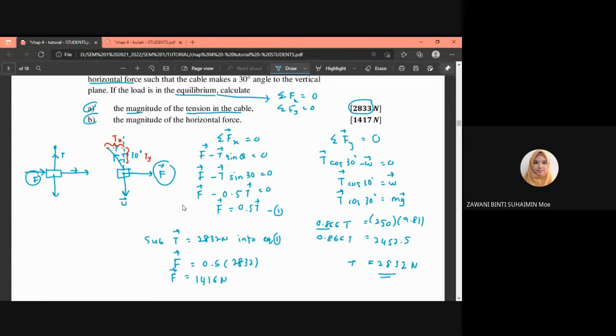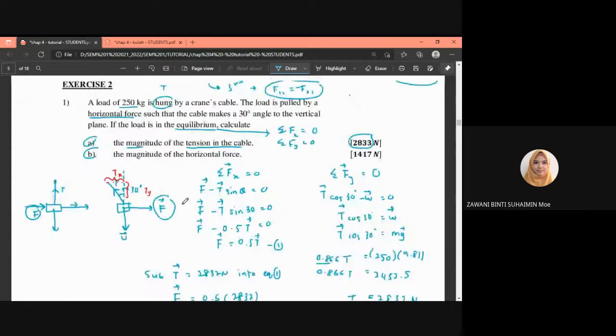Okay, so ingat kalau awak tengok dekat sini, okay, betul lah. Force dia hanya berada dalam satu direction. So maksudnya dia adalah satu value sahajalah. Okay. Alright, settle. So that is how you dealing with this kind of question.